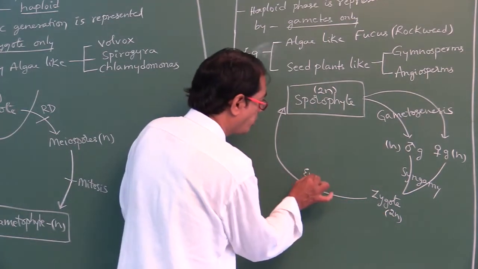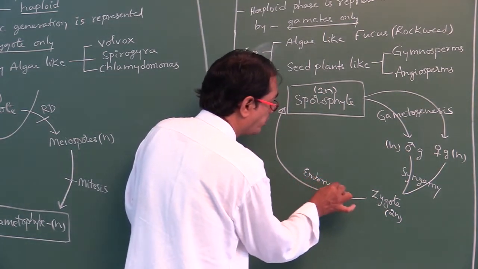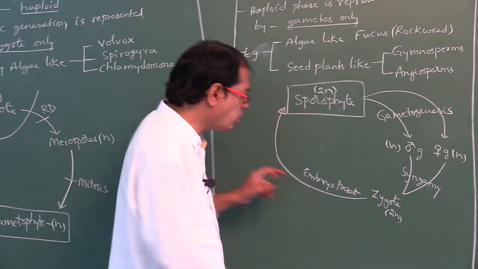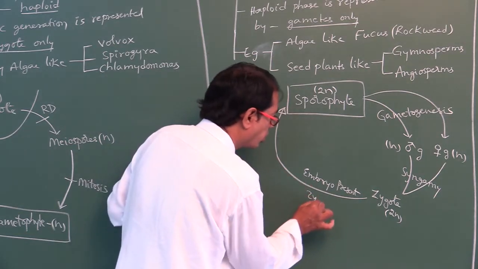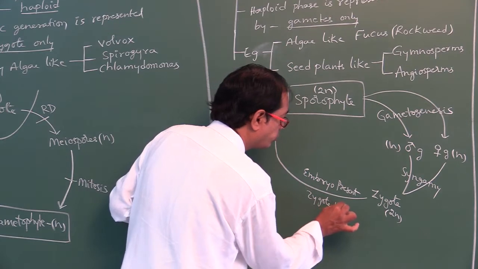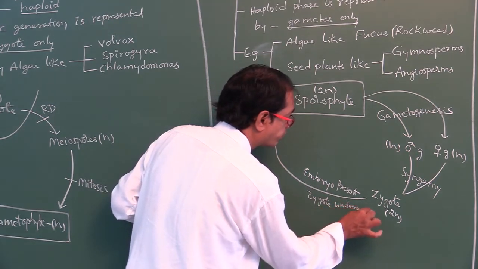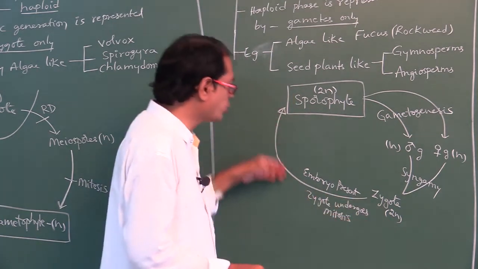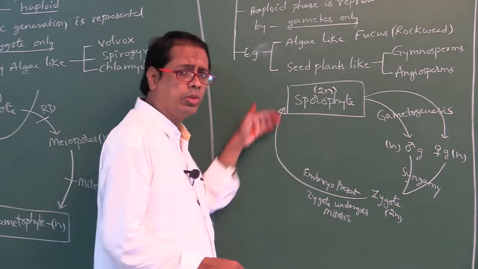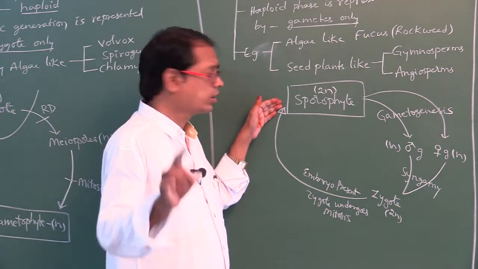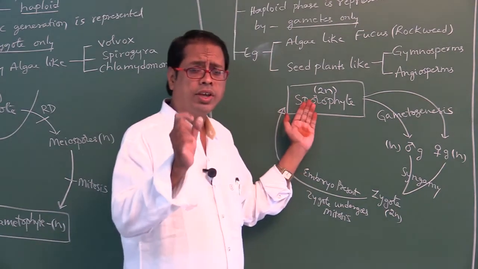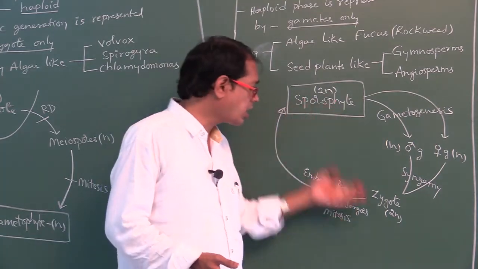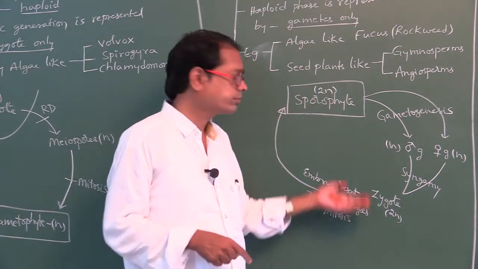Here, is embryo present or absent? Embryo is present. Zygote undergoes mitosis. So 2N becomes 2N means mitosis. The dominant phase in diplontic life cycle is sporophyte. You may start the life cycle from here or here. That means make it in a box.